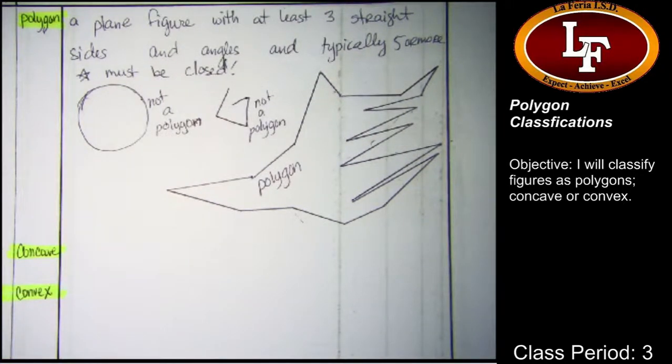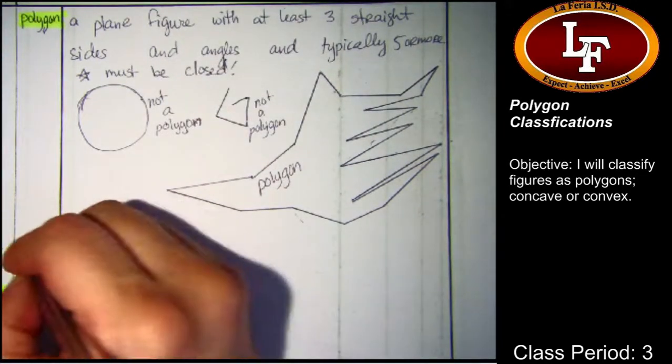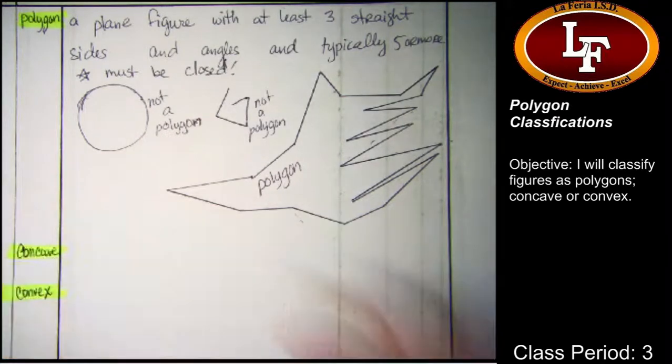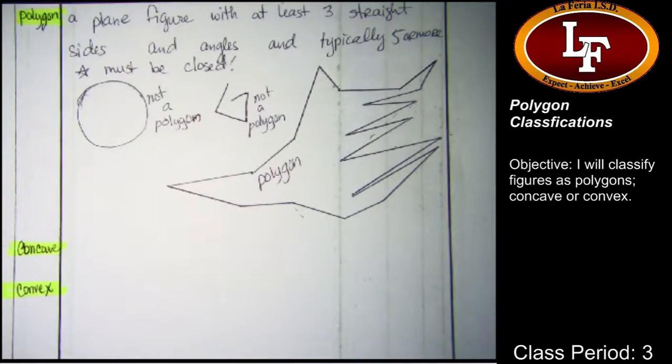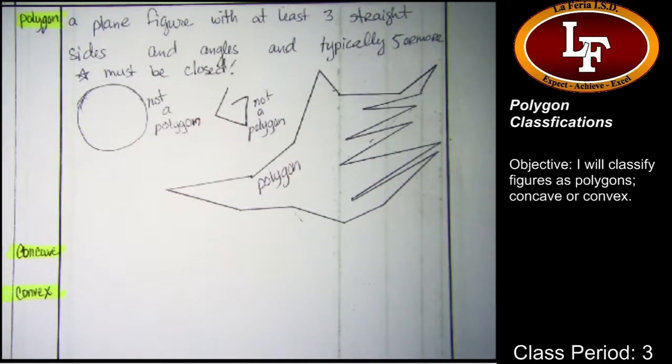Concave and convex. This is supposed to be a C right here, my ugly handwriting. All right, tell me what you get. Concave and convex. The definition. Did anybody get the definitions?